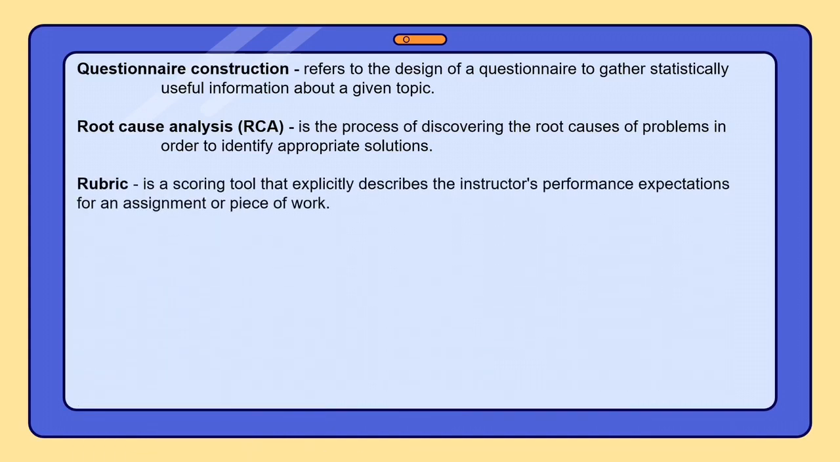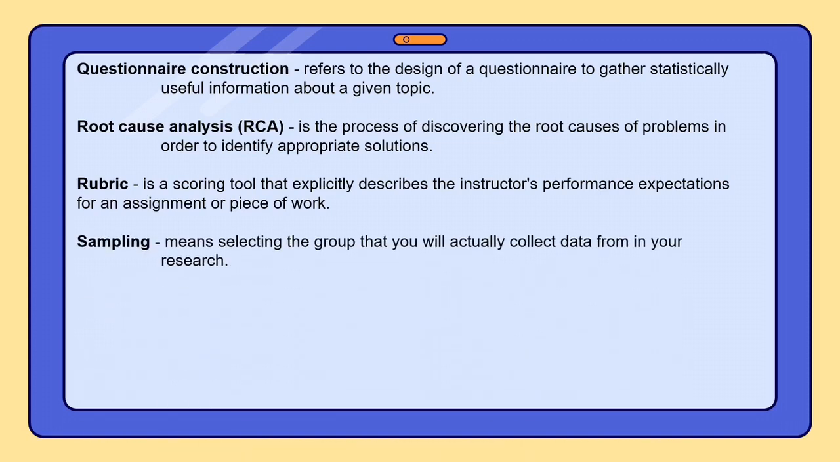Next is rubric. So, rubric is a scoring tool that explicitly describes the instructor's performance expectation for an assignment or work. Halimbawa, dito is argument, evidences, clarity that will be assessed for the students. So, hindi na rin bago sa atin yung rubric kasi lagi tayong gumagawa nito.